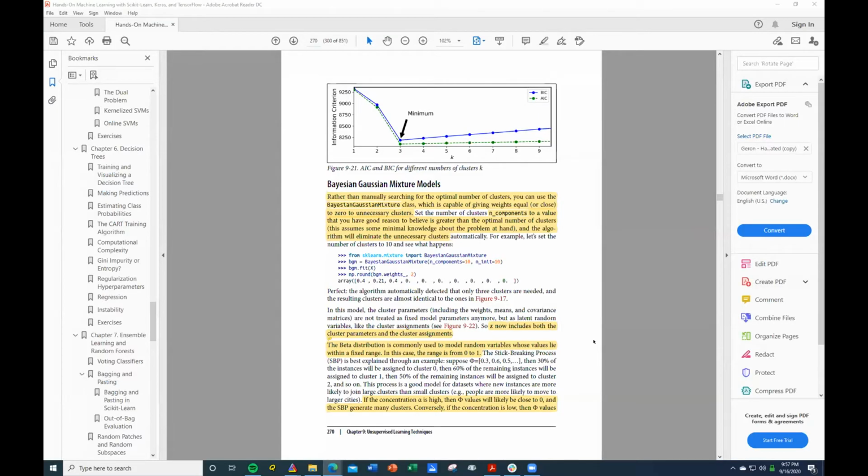And what he explains is that the parameters of the cluster, including the weights, means, and covariance matrix, are no longer fixed model parameters, but are latent model parameters. So Z includes other internal values as well as the label assignment.